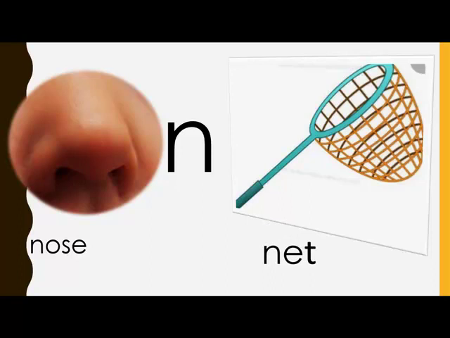And the last letter we have is letter N. And the sound of letter N is N. And the thing that starts with letter N is N for nose, N for net. N for nose, N for net.